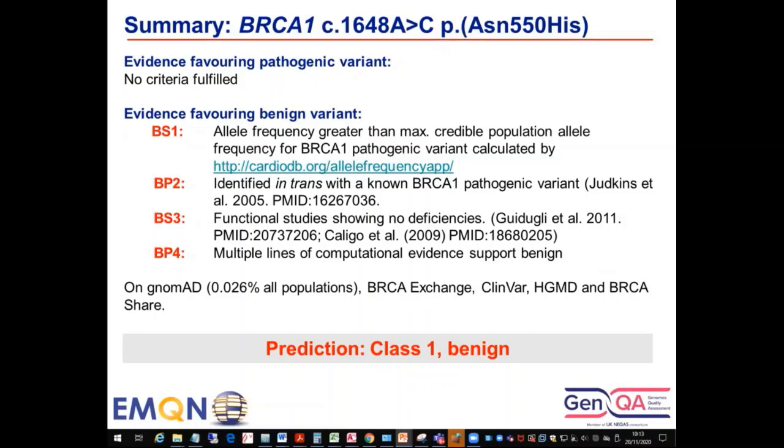As stated at the bottom of the slide here, the variant is on the gnomAD database with a frequency of 0.026% across all population frequencies, and it's also on BRCA Exchange, ClinVar, HGMD, and BRCA Share. So in summary, the multiple benign strong criteria allow us to apply a prediction of class 1 benign for this variant.